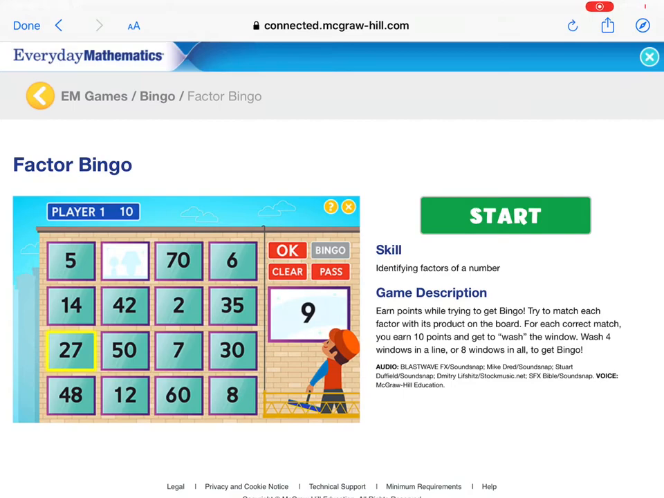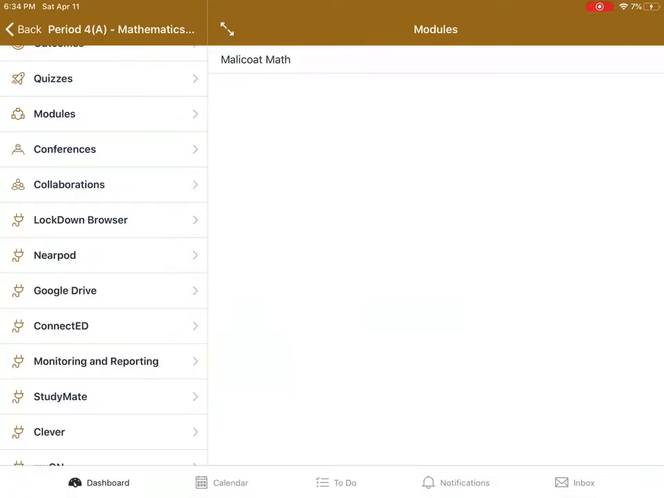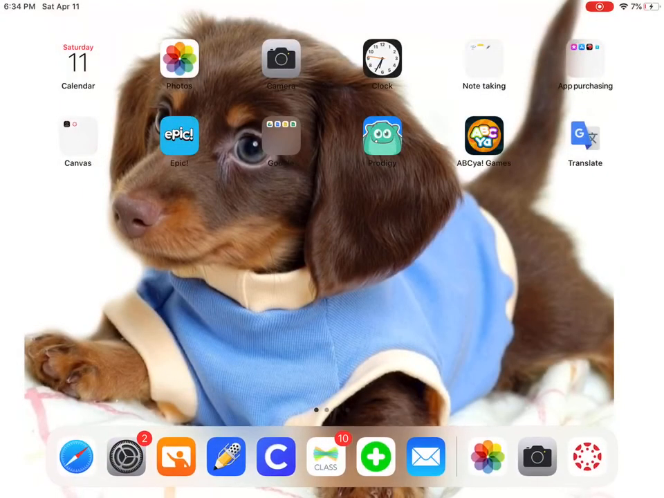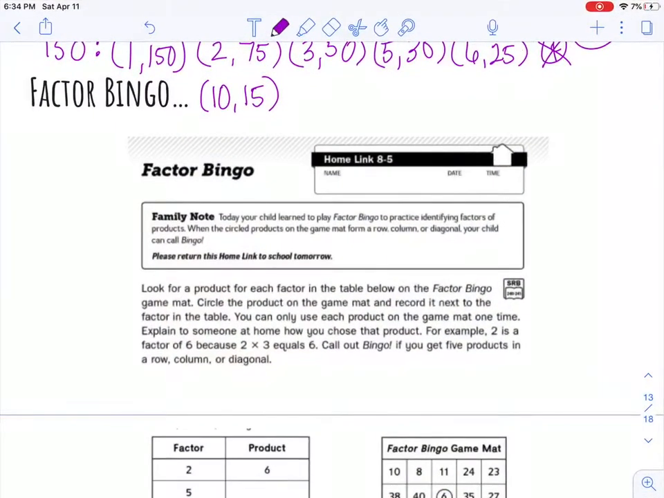So it's going to give me a factor like 9, and I have to match it with the product. So for example, if you look at the screen, the 9 would go with 27 because 9 times 3 is 27. And that's how you play Factor Bingo. If you would rather play it in your HomeLink journal, there are directions on the HomeLink page.